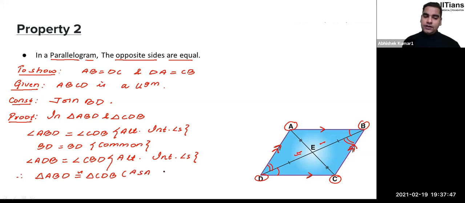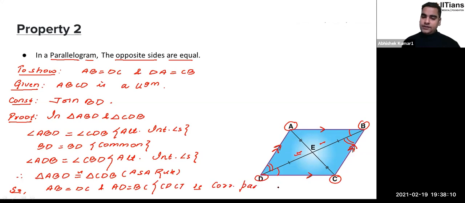And because these two triangles are congruent to each other, the opposite sides are equal by CPCT. So you can say AB is equal to DC and AD is equal to BC by CPCT. CPCT means corresponding parts of congruent triangles.